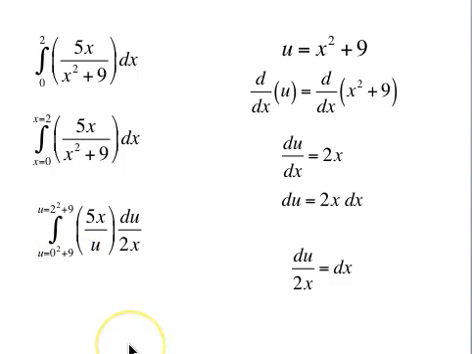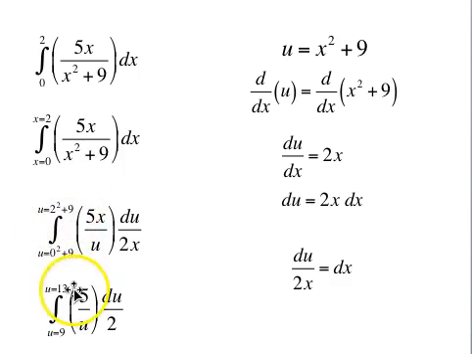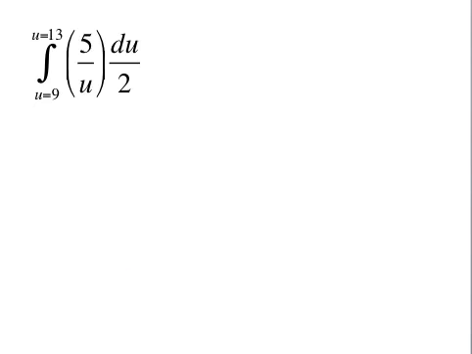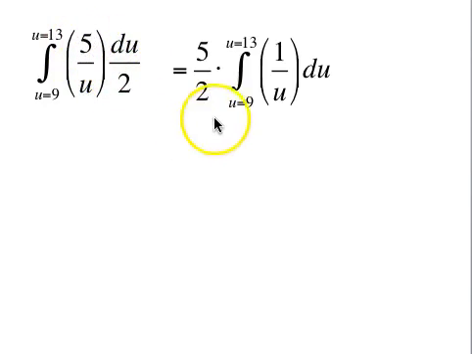So now, what do we have? u runs from 9 to 13, changing the endpoints. The x's cancel, which we want to happen. We just want to have u's. So 5 over u times du over 2. And of course, that 5/2 will come out in front. So we have the integral as u goes from 9 to 13 of 5 over u times du over 2. 5/2 is multiplied in there. That's going to come out. Integral from 9 to 13 of 1 over u du.